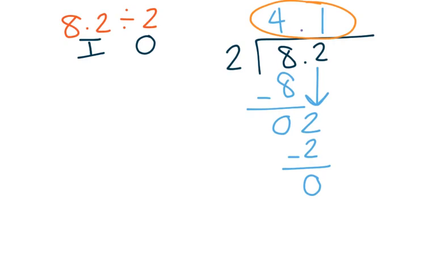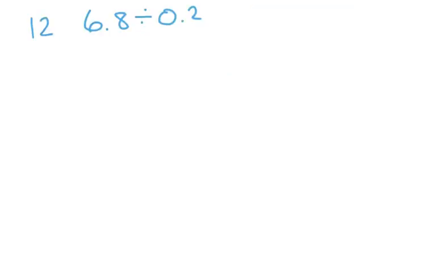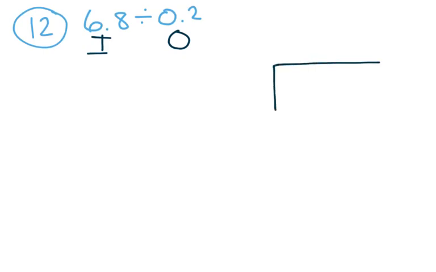All right, let's look at number 12. Number 12 is a little bit different because you're going to have a decimal in your divisor instead of just your dividend. The divisor is the number outside the house. So here we have 6 8/10 divided by 2/10. Now, there is a step here that we're going to do before we line up our decimal because of the decimal here. We're not going to divide by a decimal number.